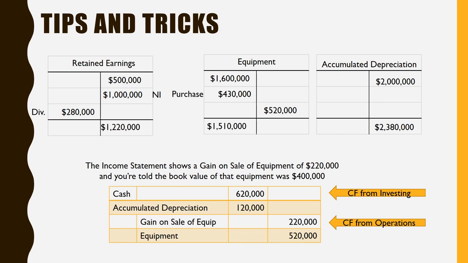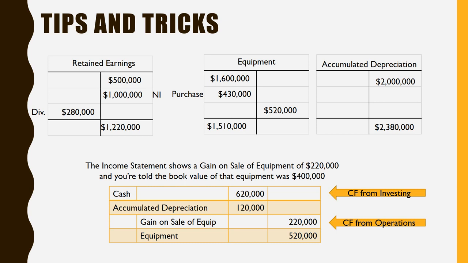So I know the equipment went down by $520. It told me there was a gain of $220. Because the book value is $400, my accumulated depreciation has to go away of $120. So I can back into the cash being $620,000. That cash amount goes under the investing side of the statement of cash flows because you want the cash that you received when you sold the equipment.